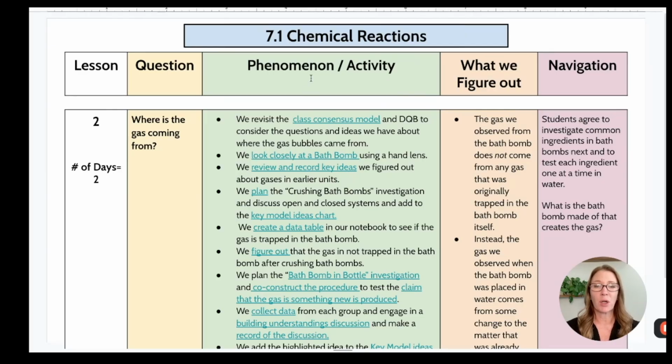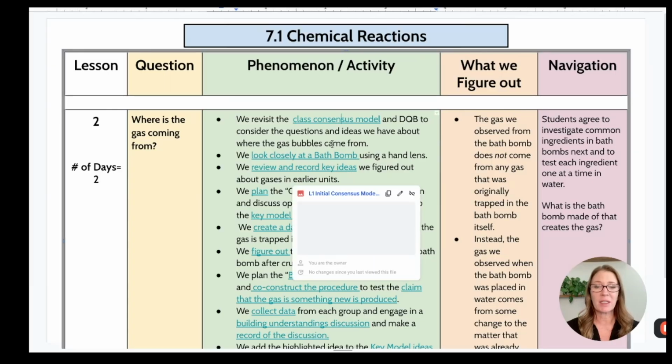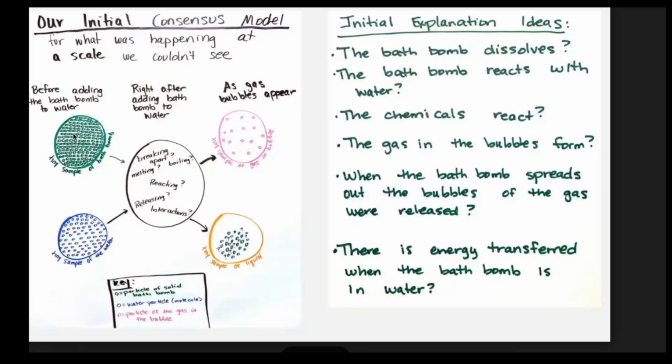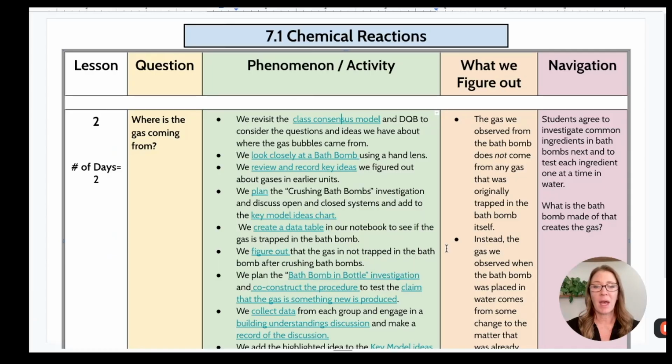So we start by revisiting the class consensus model. If you remember, it looks something like this. We've got the different places in time and portions of the investigation. So the bath bomb, the water, the gas, and then a sample of the liquid when the bath bomb was in that liquid. And so we revisit this. And then we are going to consider the questions we had and use our driving question board.